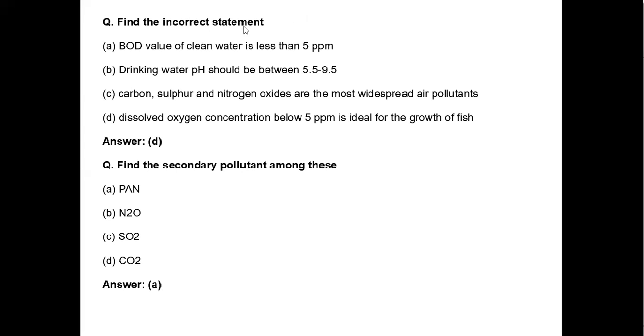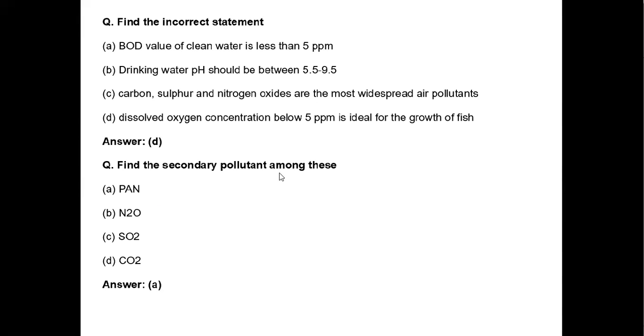Find the incorrect statement. BOD value of clean water is less than 5. It is a correct statement. Drinking water pH should be in between 5.5 to 9.5. It is also correct. Carbon, sulfur, and nitrogen oxides are most widespread air pollutants. It is also correct. Dissolved oxygen concentration below 5 is ideal for growth of fish. It is incorrect statement. So option D is the right answer.